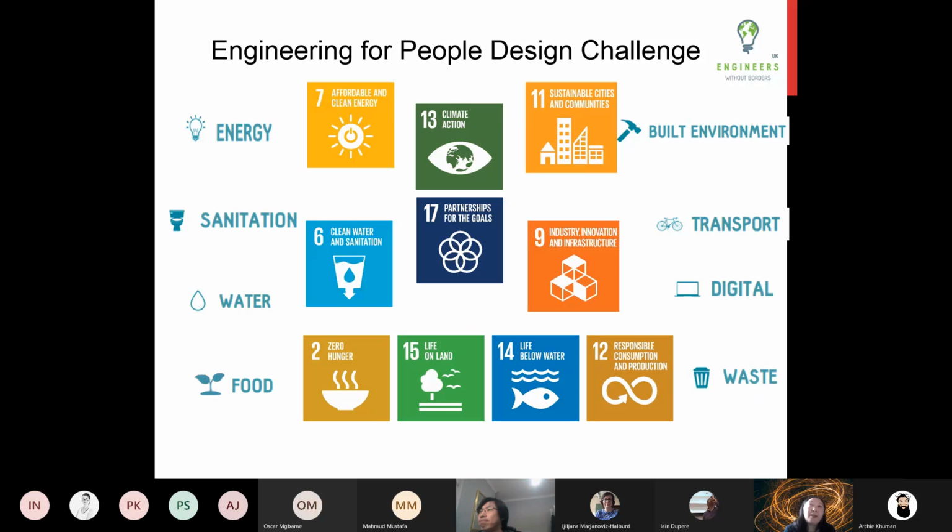Also, if the design solutions are planned and designed correctly, they can also contribute to SDG 8, decent work and economic growth, but also to SDG 10, to reduce inequalities. Sorry, these icons were not in this slide, there were too many. Next slide, please.